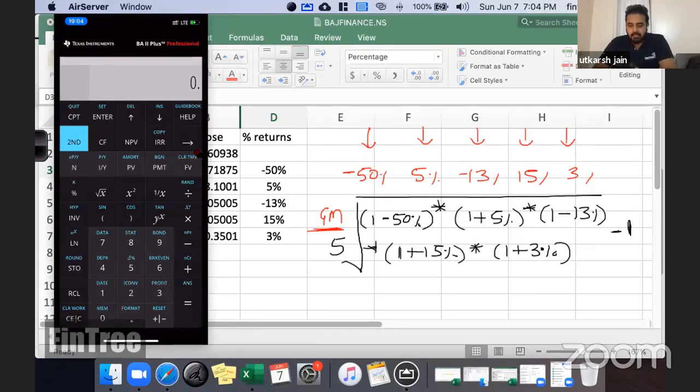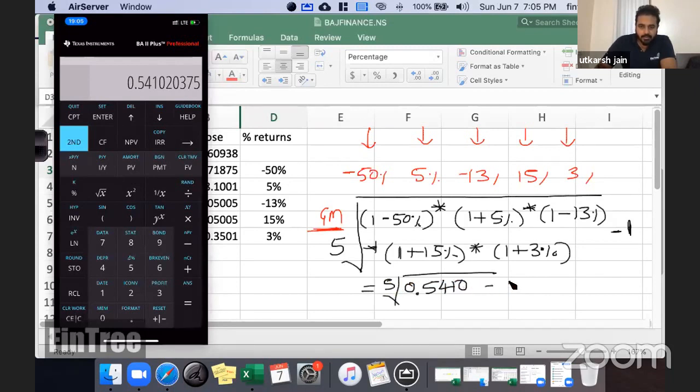So 1 minus 50% equal to, so that became 0.5. Multiplied with 1.05. Okay, why 1.05? Because 1 plus 5% would be 1.05. Multiplied with 0.87. How did I get 0.87? That's 1 minus 13%. Multiplied with 1.15. Multiplied with 1.03. So the number that I'm getting here is 0.5410, and of course this is under root. I have to take the fifth root and then I have to deduct 1.